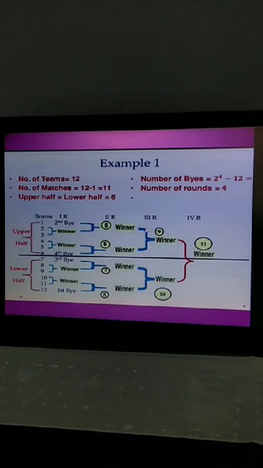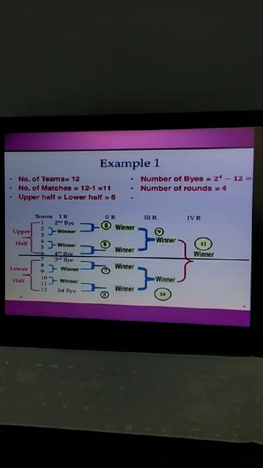Then we can see there are 4 matches, so 4 winners will be there. Then the winner from here is playing with this one, the winner from here is playing with this group. So now upper half and lower half are meeting only in the final. Then the winner from here is playing here, and the winner is here. So these both winners are playing against each other in the final only. So the final match is there, then the winner is there.